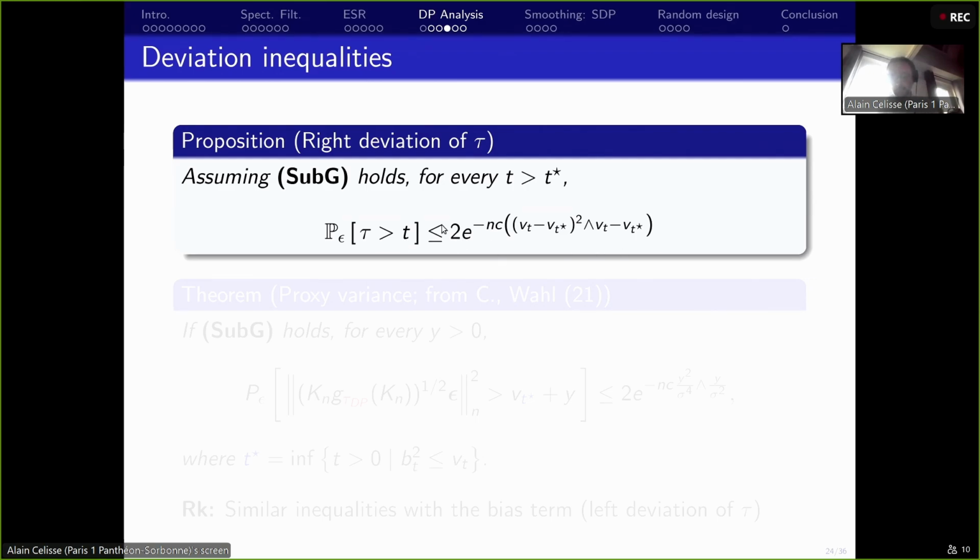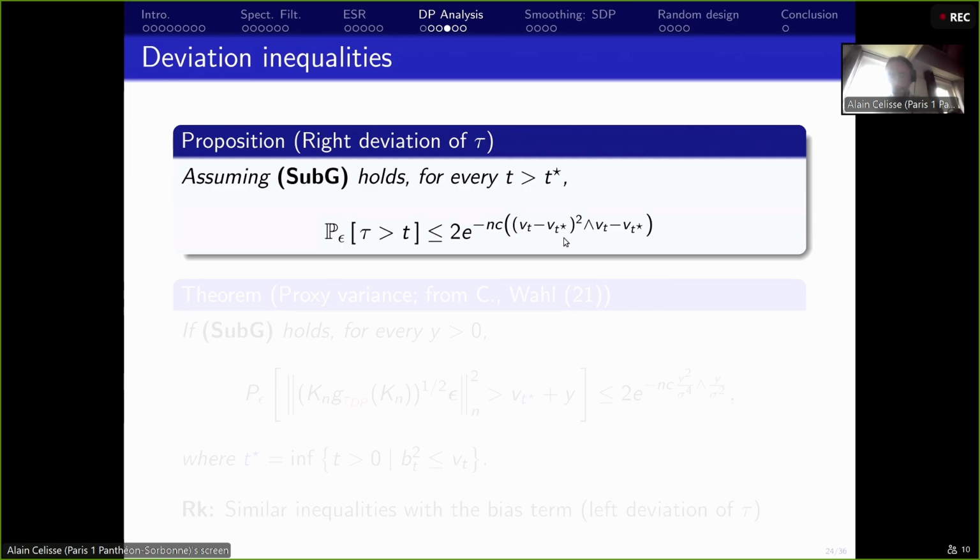You have twice the expectation of the exponential of minus n, the sample size, times c, a constant, which is simply a numeric constant. I don't care about its particular value, times the minimum between two terms. And the interesting thing is that these two terms are depending on the proxy variance, let's say on the variance. The difference between the variance at t and the variance at t star.